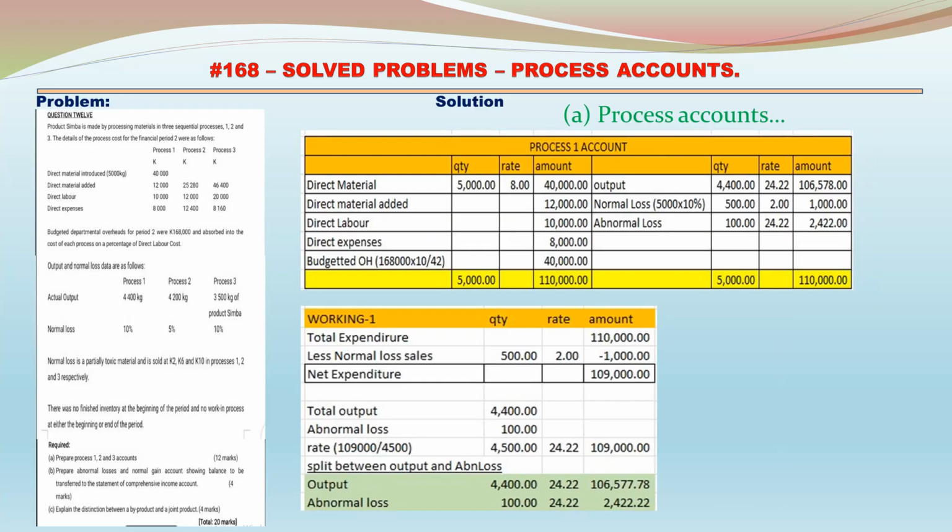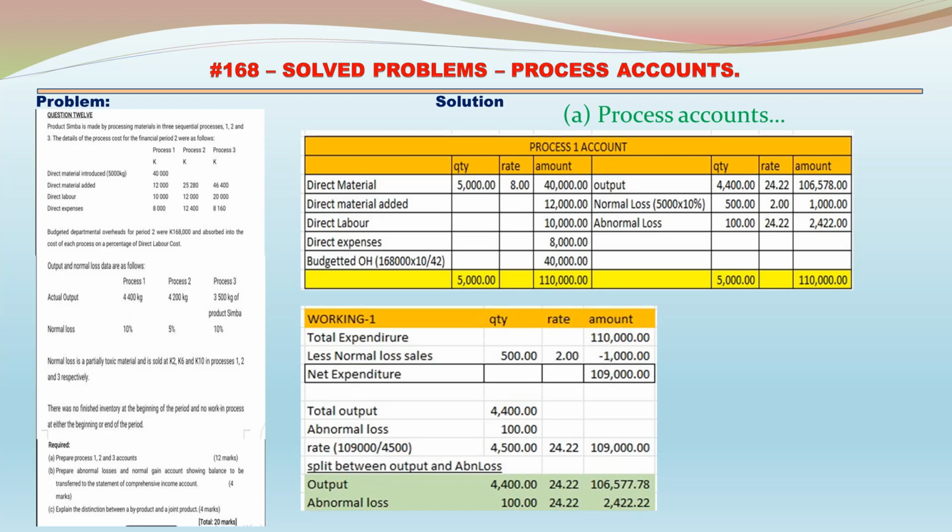Solution. Process 1 account. On the debit side, direct material quantity 5000, rate 8, amount 40,000. Direct material added 12,000. Direct labor 10,000. Direct expenses 8,000. Budgeted overhead 168,000 by 42 into 10 in proportion to direct labor cost 40,000. Total expenses 110,000. Output on the credit side 4,400 units and the normal loss is 10% of 5,000, which is 500 units. Abnormal loss 100 units.